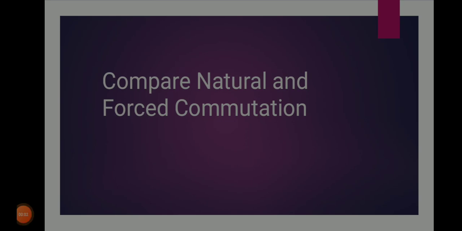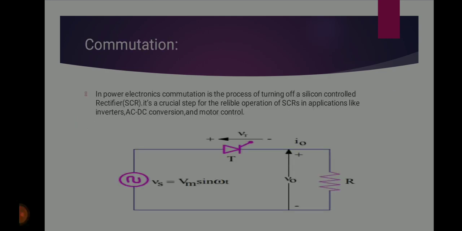So today's topic: compare natural and forced commutation. What is meant by commutation? In power electronics, commutation is the process of turning off a silicon controlled rectifier. It is crucial for the reliable operation of SCRs in applications like inverters, AC-DC conversion and motor control.